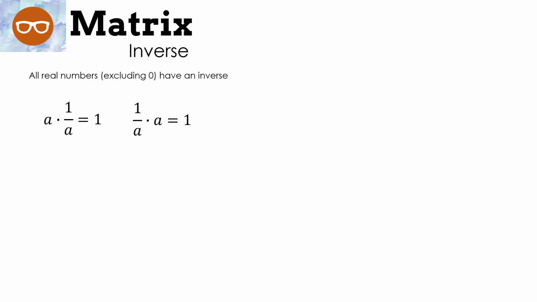Let's talk about the inverse. All real numbers, excluding 0, have an inverse. For instance, a times 1 over a equals 1, and 1 over a times a equals 1. Let's look at an example. For instance, 7 times 1/7 is 1, and 1/3 times 3 is 1. Now another way to write it using exponents is we could say a times a to the negative 1. Remember, the negative in the exponent tells us to flip it. So a times a to the negative 1 is 1, and a to the negative 1 times a is also 1. That's the formula we're going to be using for a matrix.